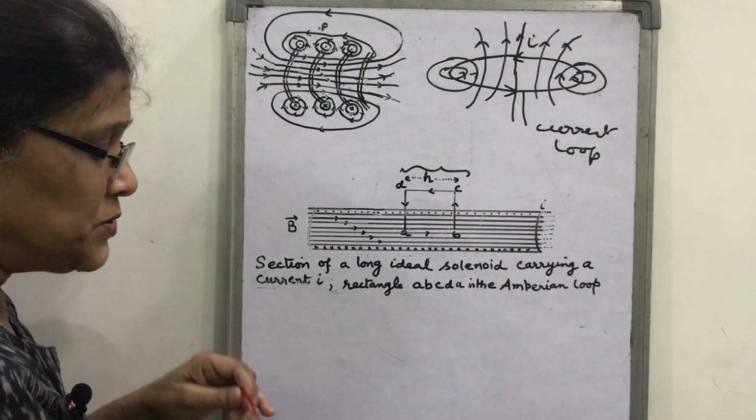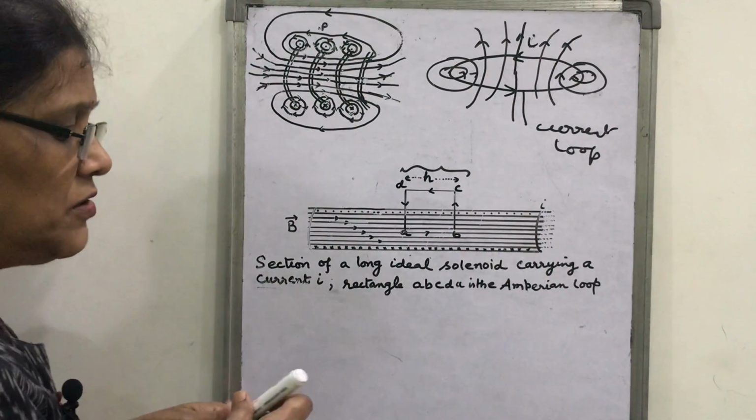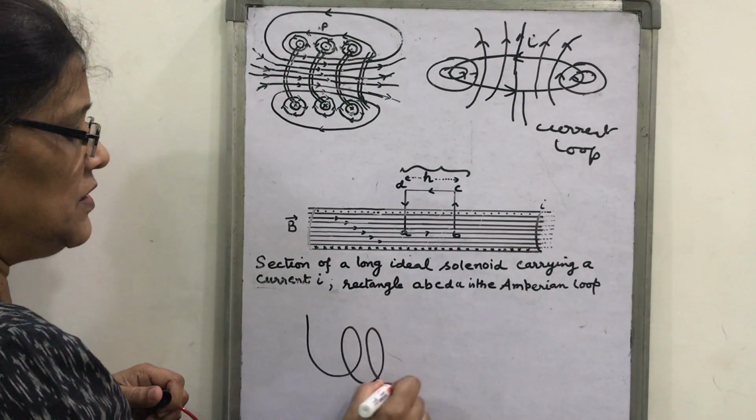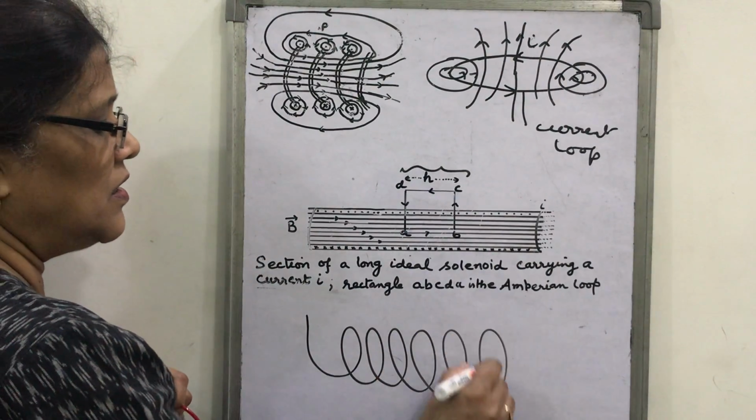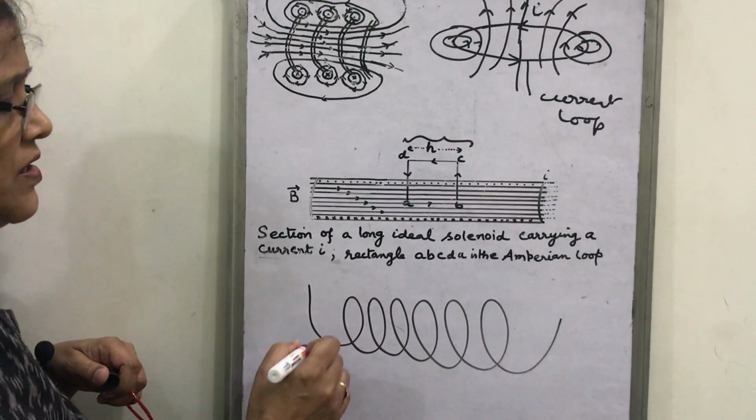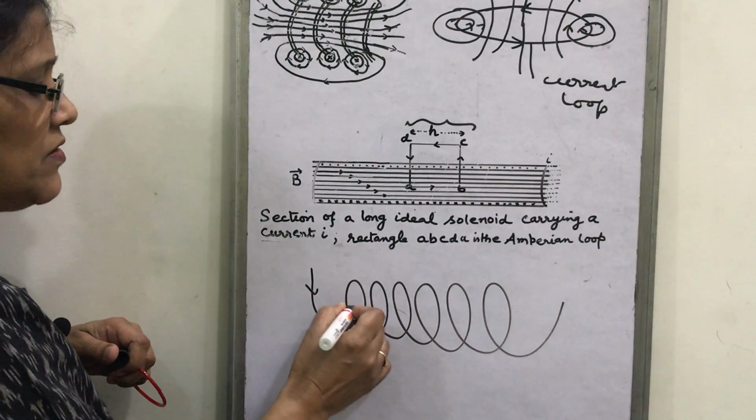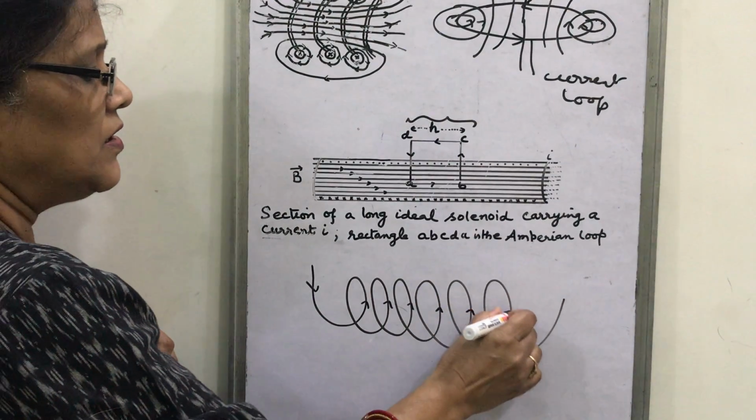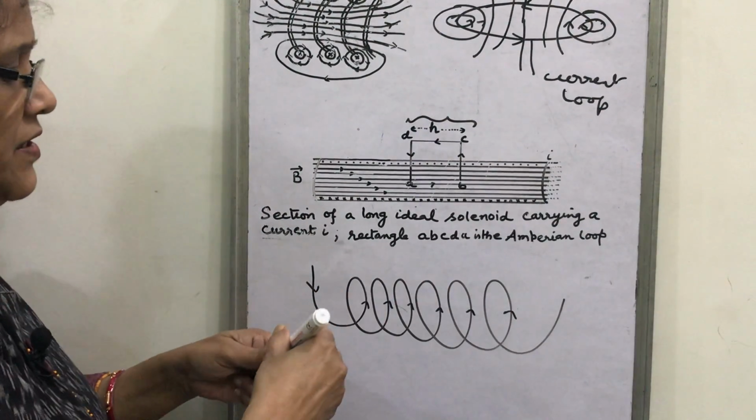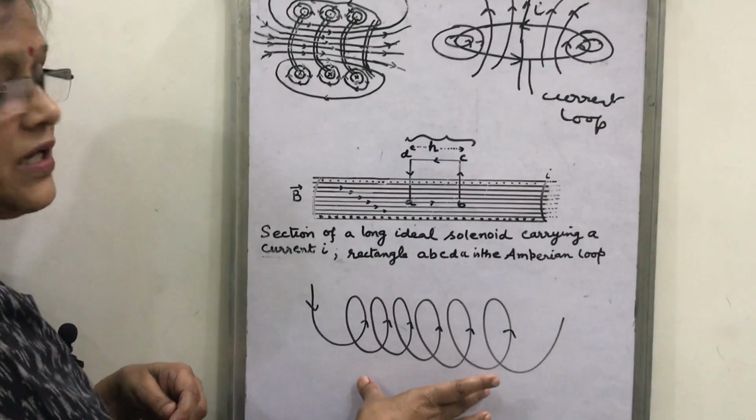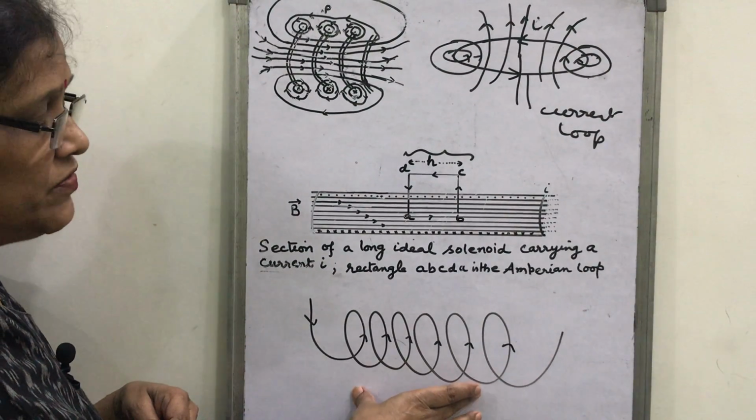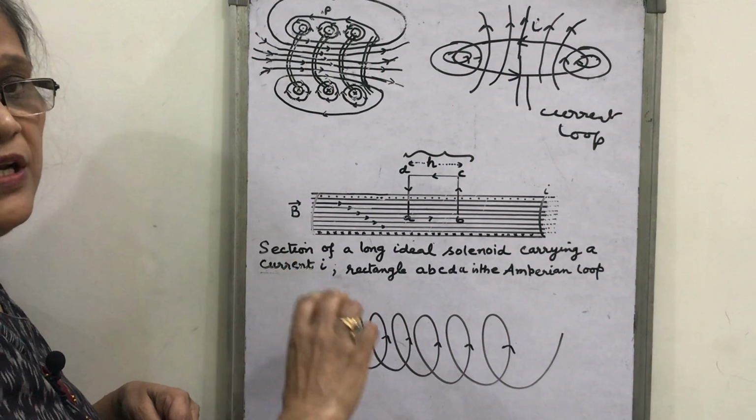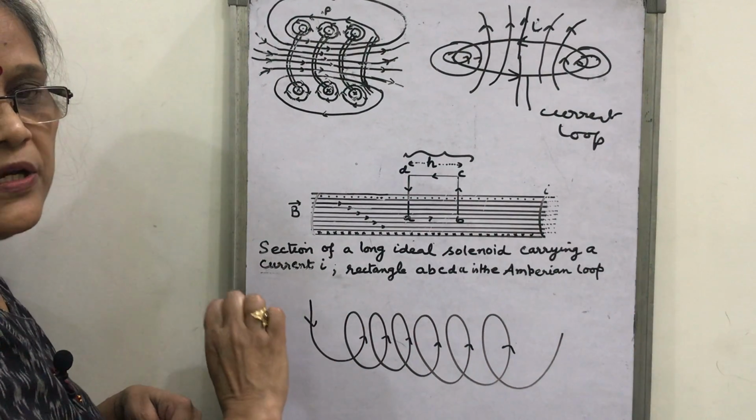A solenoid is made up of many circular loops. How is the solenoid made up? Suppose this is the circular loop, and all of them are like this. So we see that if the circular loop is like this, and the long solenoid, that means an ideal solenoid, is one for which the length of the solenoid is very large compared to its diameter.